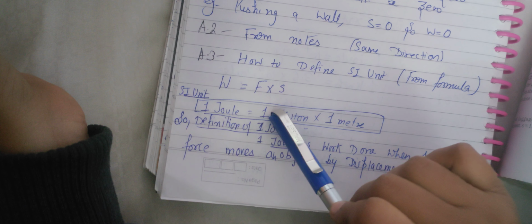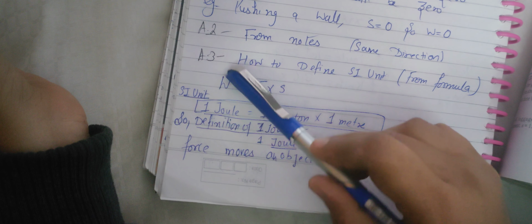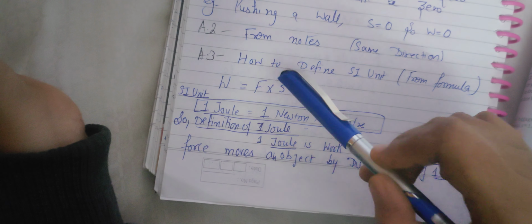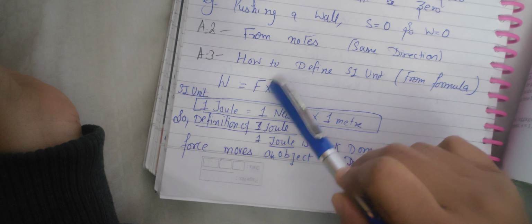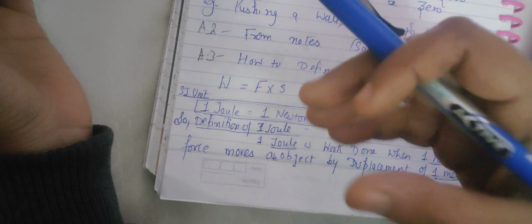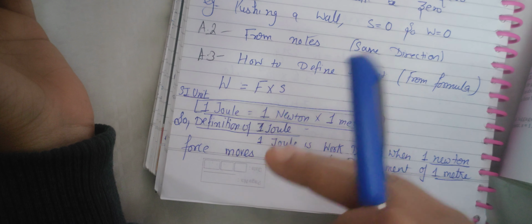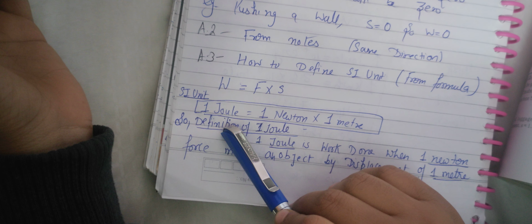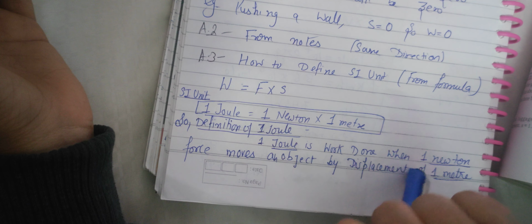1 joule is equal to 1 Newton into 1 meter. So how will you define it? 1 joule is that work done when 1 Newton force produces a displacement of 1 meter. When 1 Newton force moves an object by a displacement of 1 meter, it is known as 1 joule of work. If in doubt, you can ask me again.